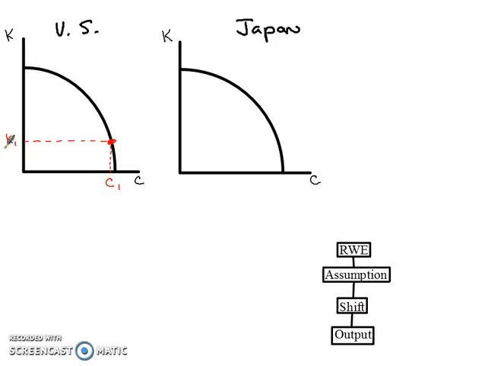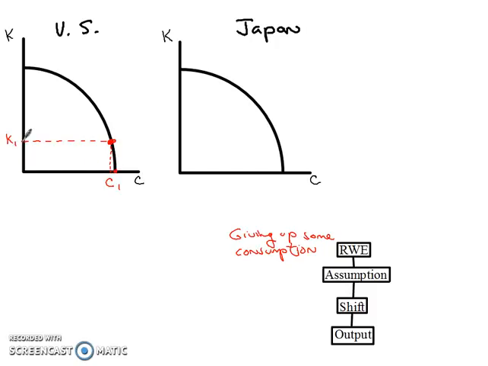Well, my real world event for the United States is that we are giving up some current consumption. We are giving up some current consumption right here. And instead of engaging in this much consumption, which we could do if that's all we used our resources for, we could produce this much consumer goods. But we're giving up a little bit of consumer goods so that we can have capital goods. That's called saving. We are giving up some consumer goods to get some capital goods.